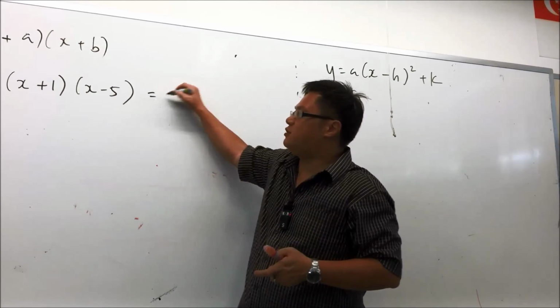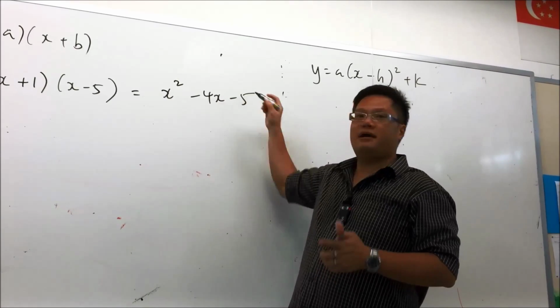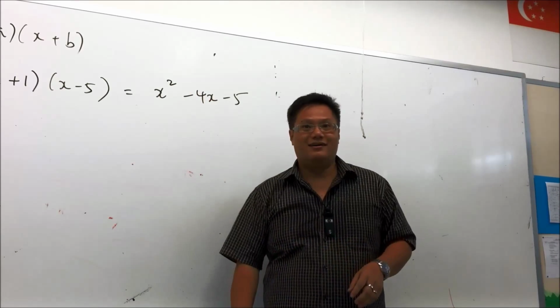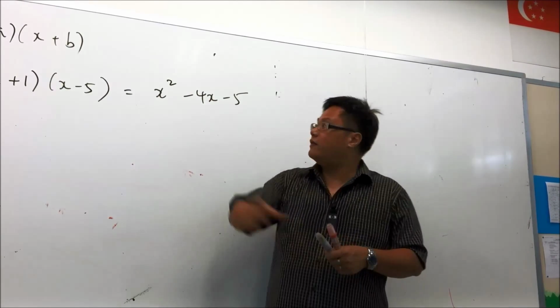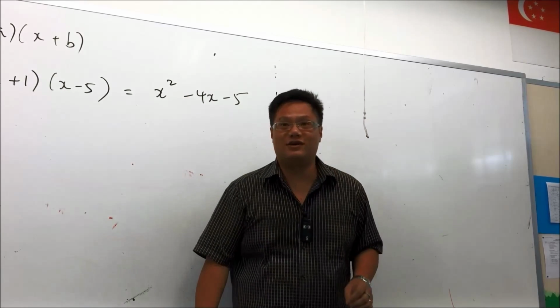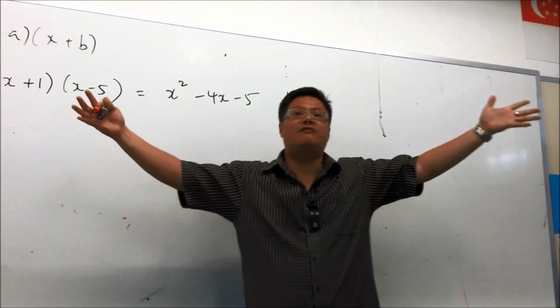If I were to expand this, what do I have? x squared minus 4x minus 5. Am I correct? Yes or no? The greatest power that you see, we call it the degree of the polynomial, is 2. It tells us that this is a quadratic situation, a quadratic graph. Are we cool?